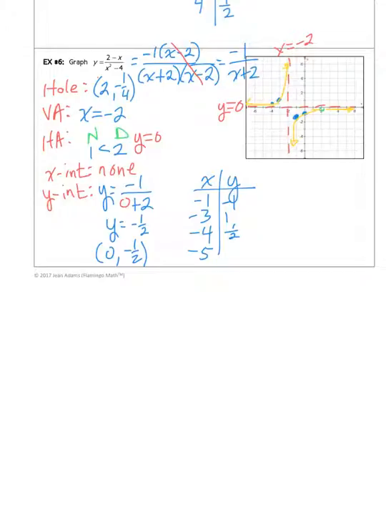And that's it. It really doesn't take very long once you get all the process down. All you need to do is find removable discontinuities, non-removable discontinuities, your horizontal asymptote, x and y-intercepts, and then any additional points you might need to fill in the shape of your graph.